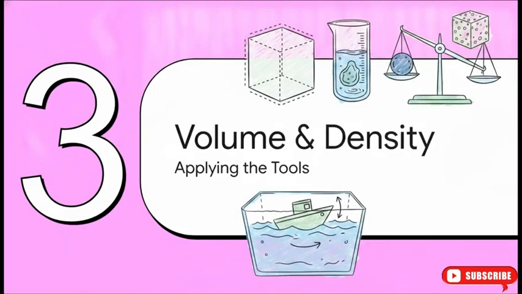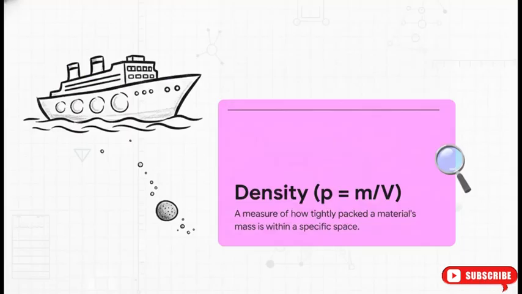Section 3. Volume, density, and displacement. Time to apply the tools. Okay, so we are now going to combine our measurement tools and our understanding of units to calculate a much more complex derived quantity. And this brings us right back to our ocean liner hook from the very beginning. The secret to why things float or sink isn't about total weight at all. It is entirely about density.